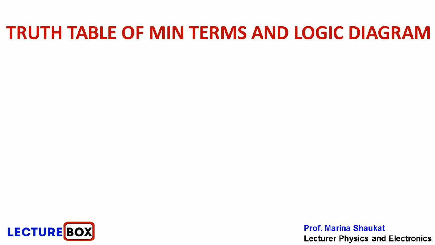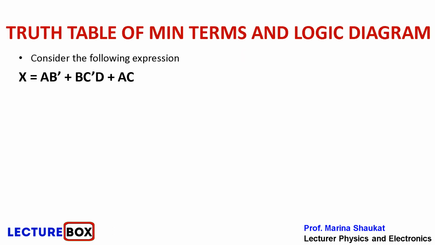Let's practice an example. Consider the following expression: AB complement, BC complement D, and AC. These three product terms are going to be added. Let's draw their truth table by using minimum terms and implement its logic diagram.